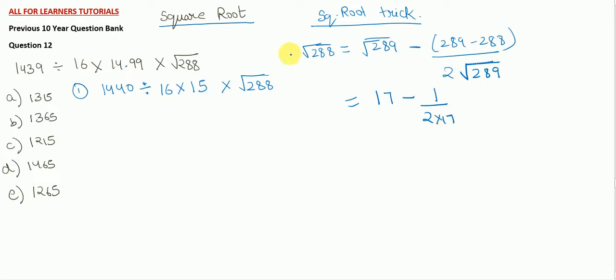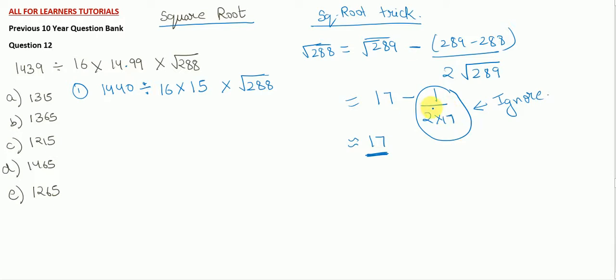Now, see this. There is no need to calculate this term. In the square root trick, I told you that I will tell you whether to use this term or not. So now I am telling you. There is no need to calculate this term. Why? Because if you calculate it and check, it will come out to be very, very small. And the options are not too close. So you can easily ignore this part and say that root 288 is approximately 17 only.